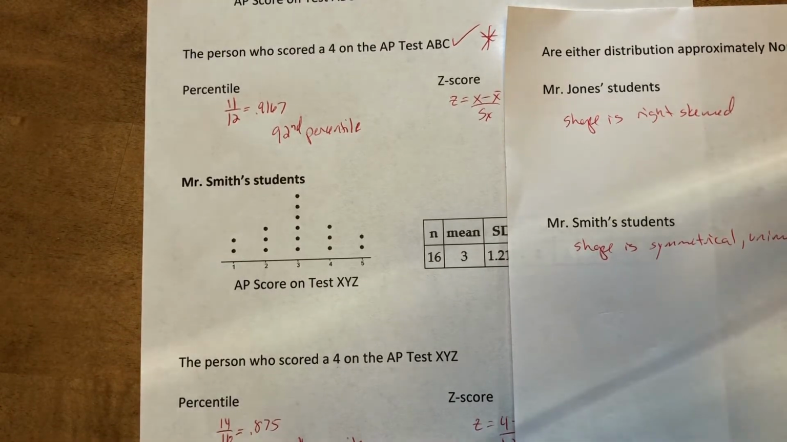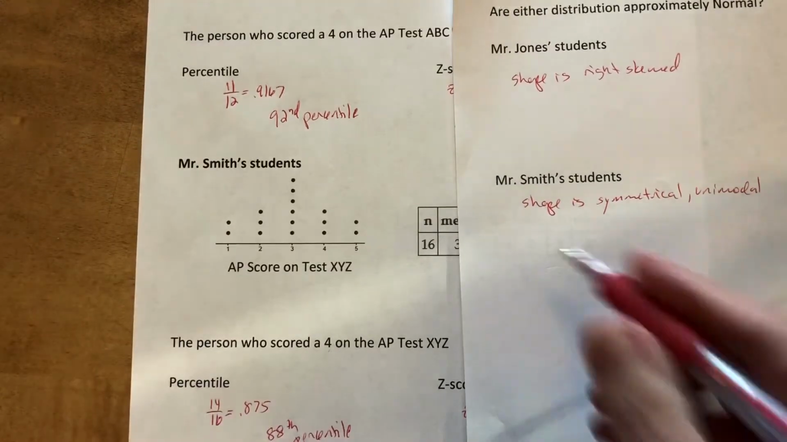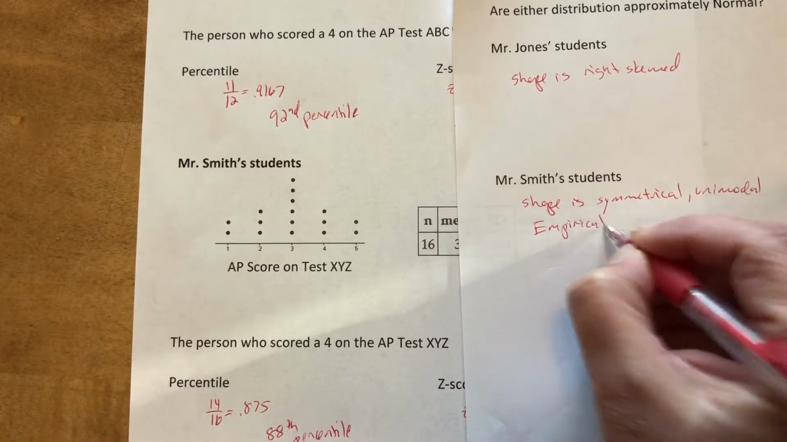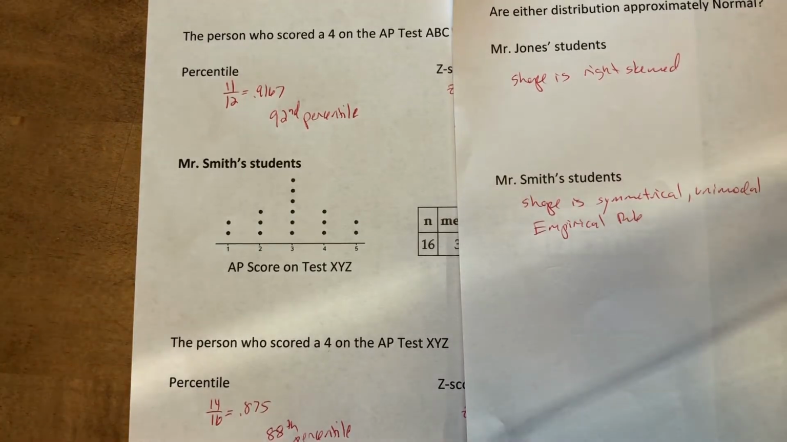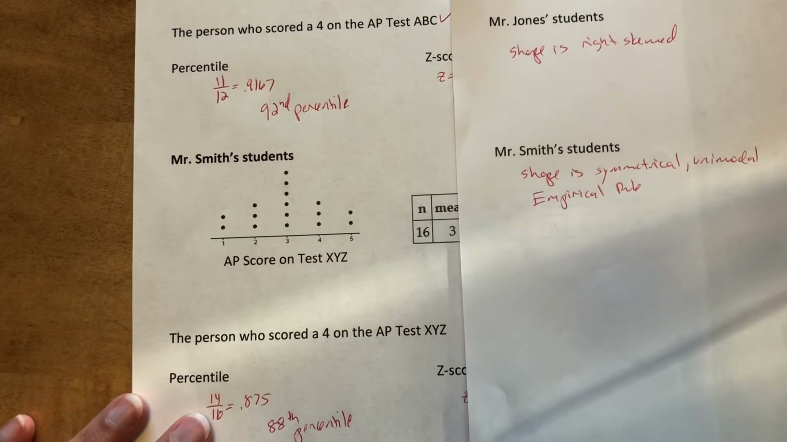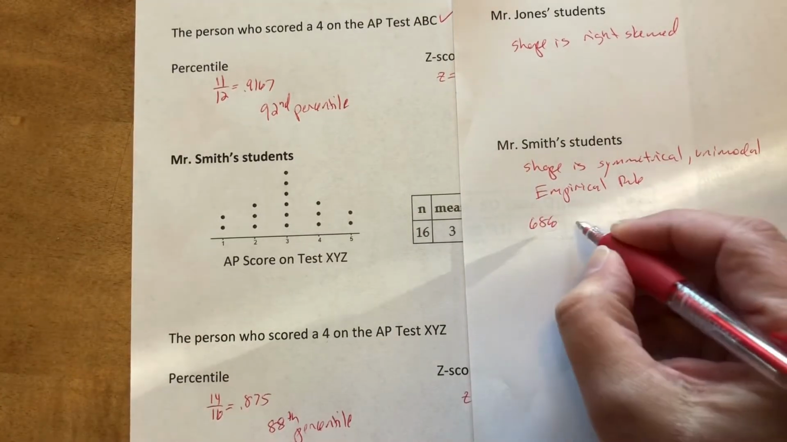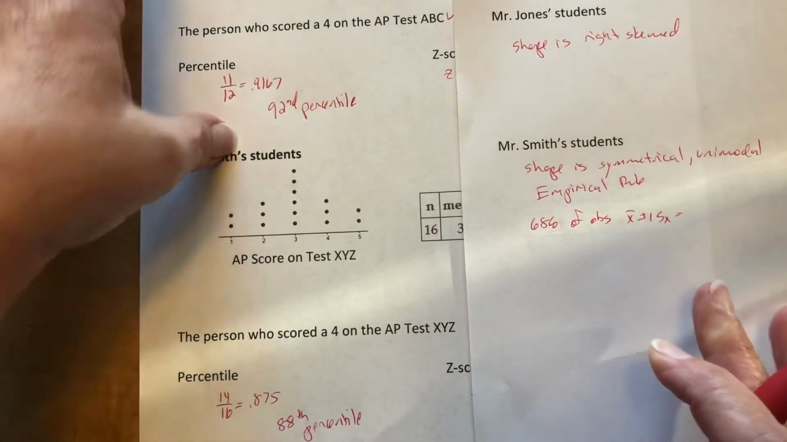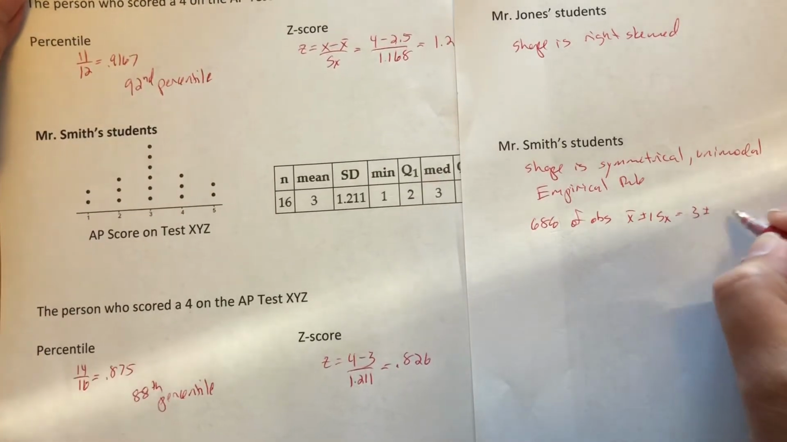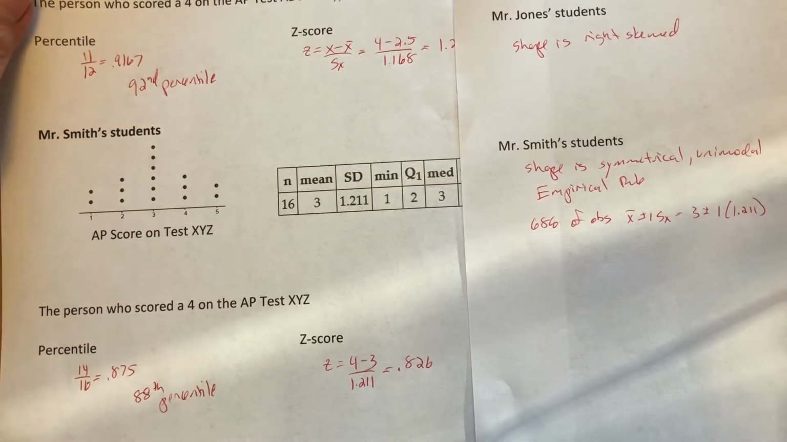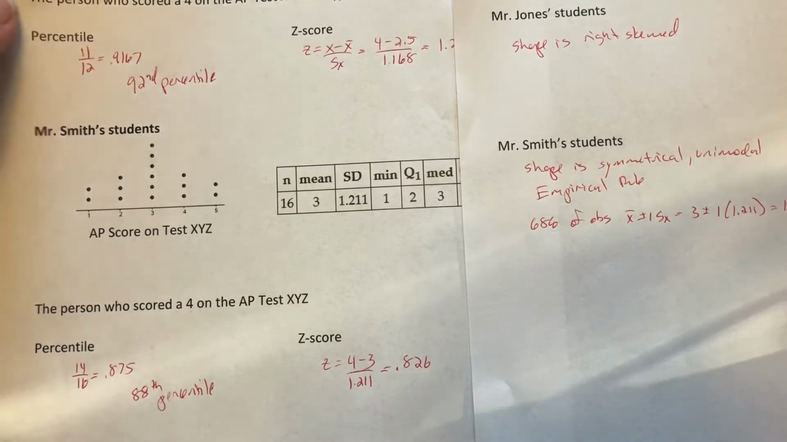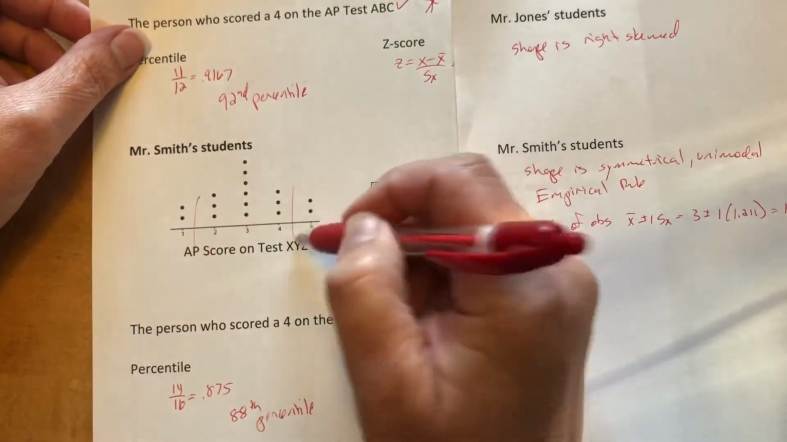Well, shape isn't the only thing. There are a lot of symmetrical distributions that are not normally distributed. So let's check the empirical rule. We have our data. I think that's the best thing to do, because that is such an important characteristic of a normal curve. So the empirical rule says 68% of the observations are within the mean plus or minus 1 standard deviation. My mean is 3, so I'm going to do plus or minus 1 times the standard deviation. That's going to give me a range from 1.789 to 4.211.